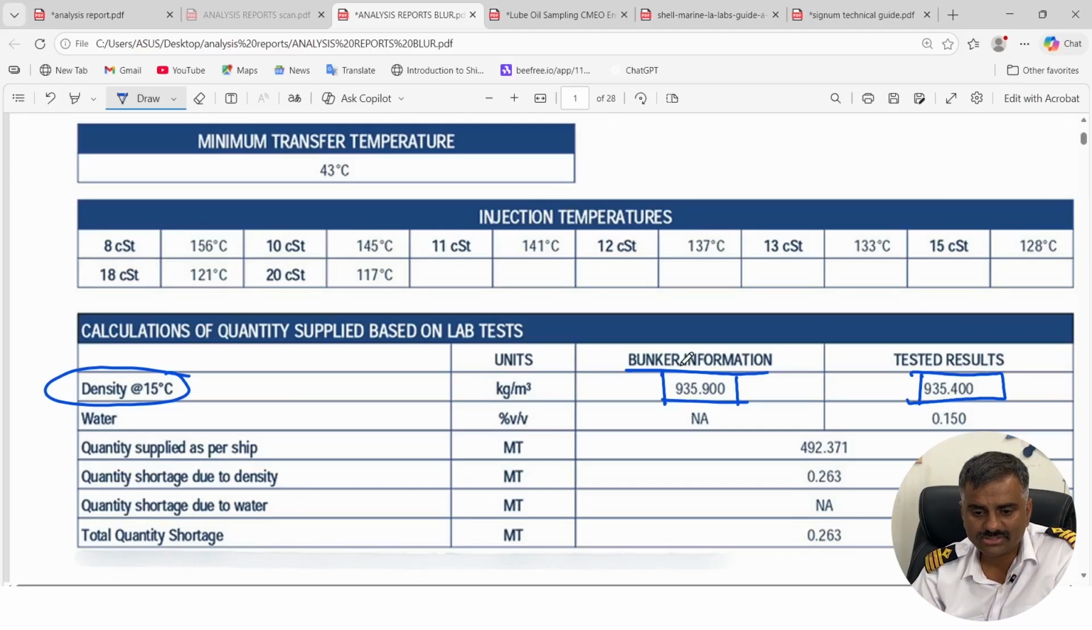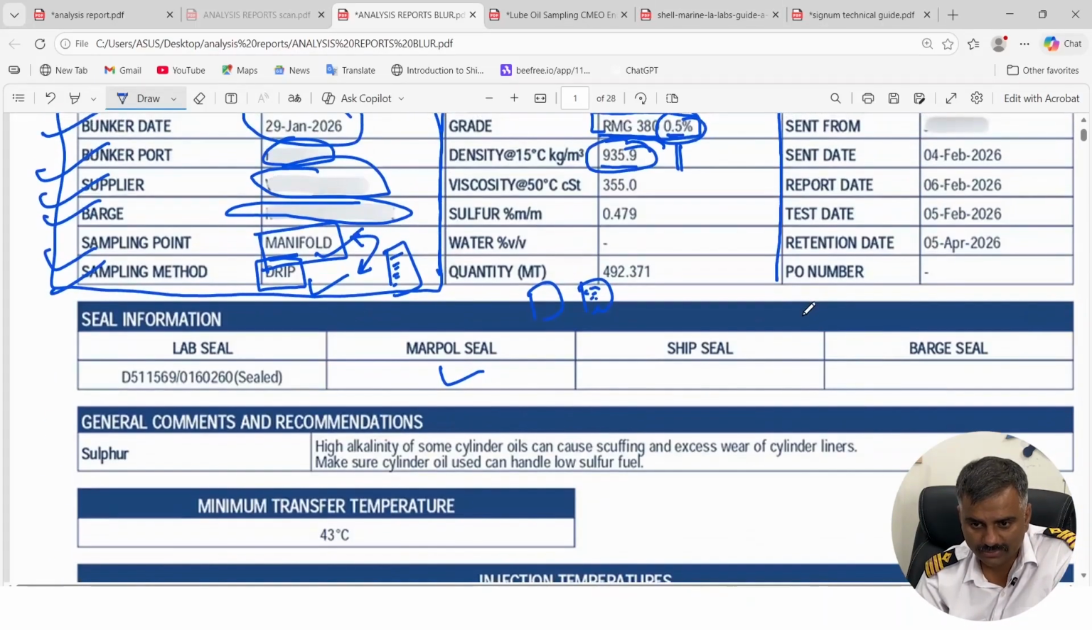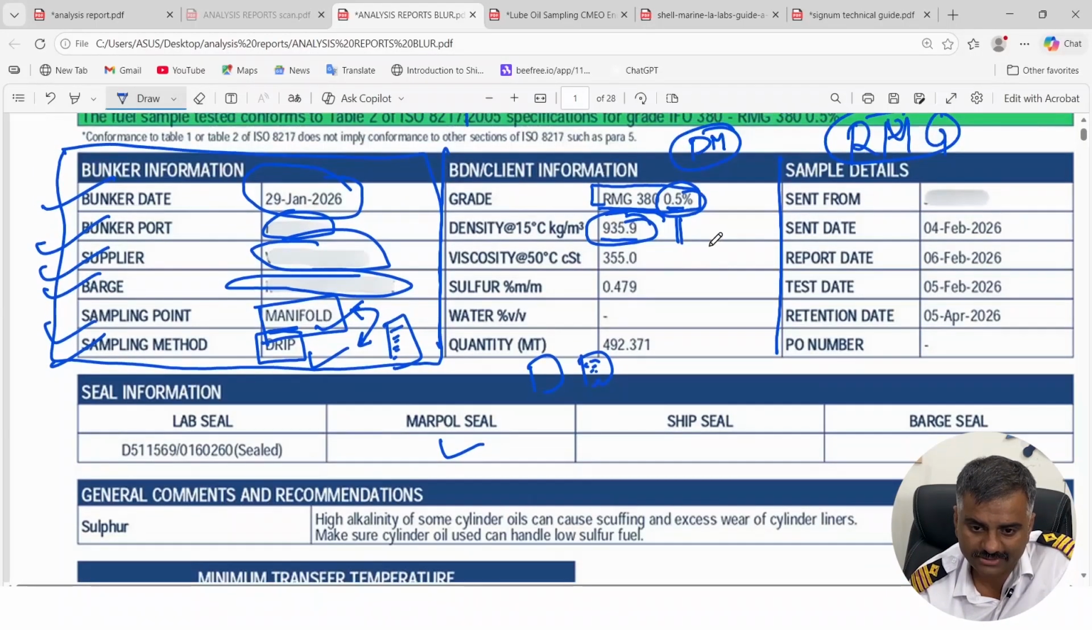So basically the mass of oil that was quoted and the mass of oil you got were different, because per meter cube you have got 935.4 kg and earlier it was quoted as 935.9. So the density is less, and with the lesser density you received, maybe a little bit of oil you have received is less as per this data.